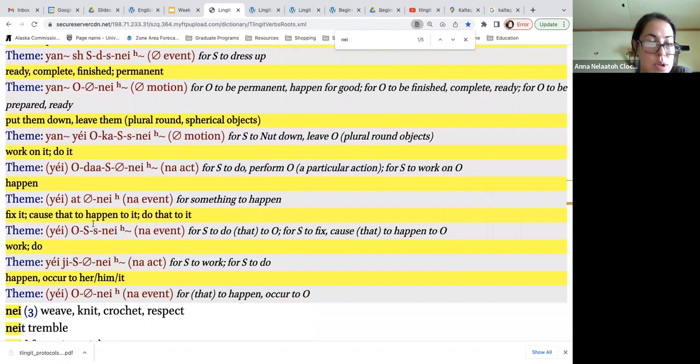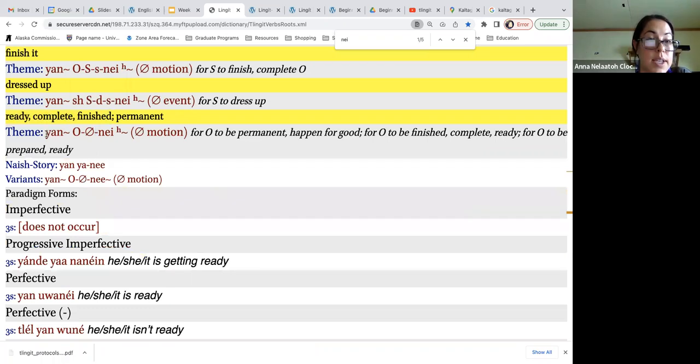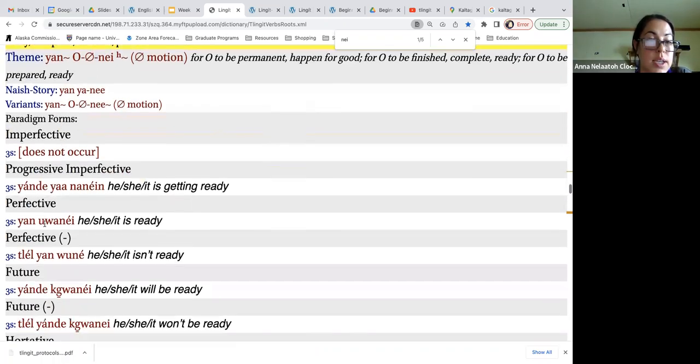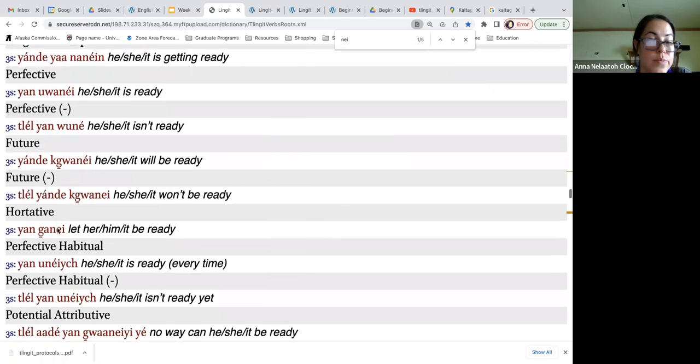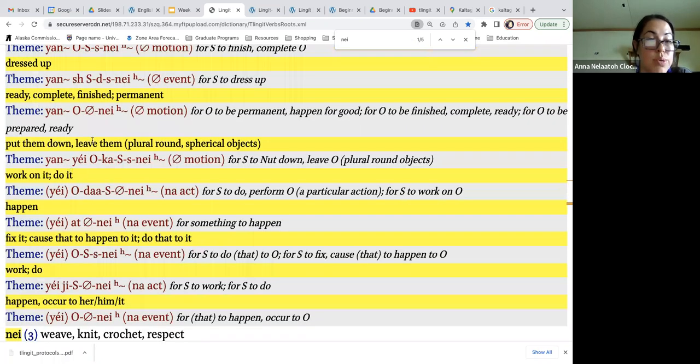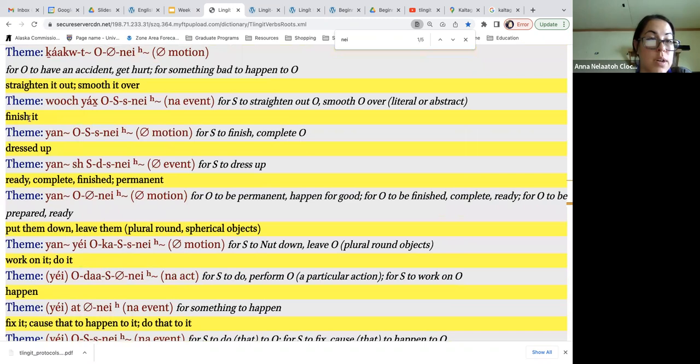Fix it. Okay. Actually, I think what we want is finished. In this case, I'm seeing there's no sa. I guessed that there's a sa in there when I typed that, but now I'm seeing that she completed it. Yun uane. It's ready. I'll have to look into this one a little bit more. Work on it, do it, work it. It's kind of going for finish. Oh, finished it.